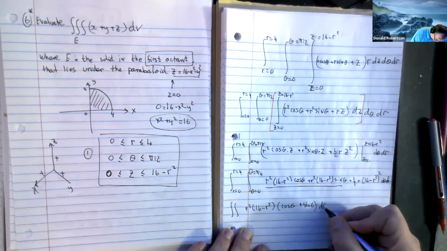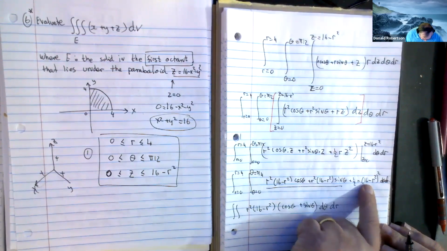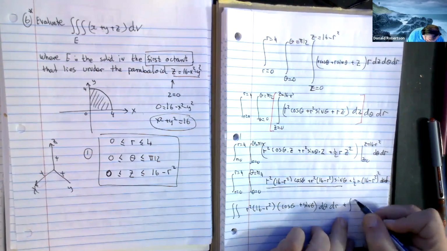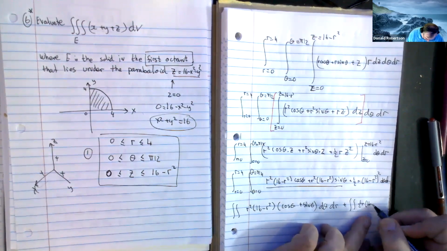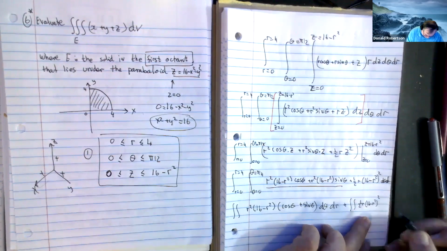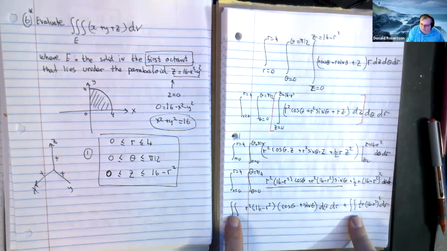And then I can do my d theta dr. I'm then going to use this guy as a totally separate integral, and that's going to be 1/2 r (16 take away r squared) squared dr. Now, I haven't bothered to put the limits of integration because I'm about to stop here.